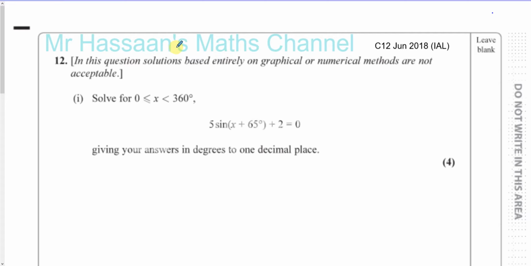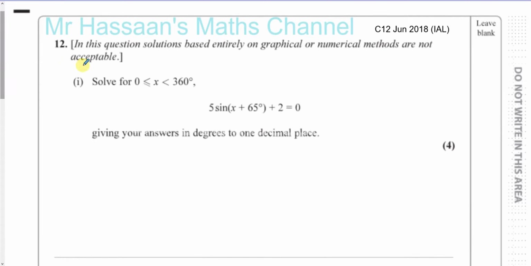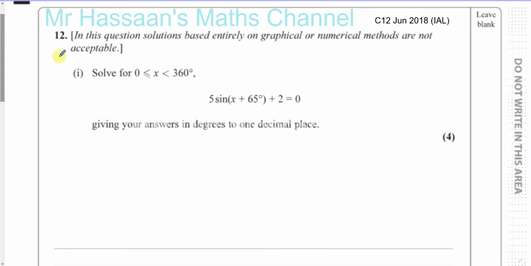I have a question here which has been requested by one of the viewers. Question number 12 from June 2018, the C12 paper, International A-Level. It's a question about trigonometry, and I'm going to go through this in a little bit of detail so that we get some of the ideas from this topic covered.